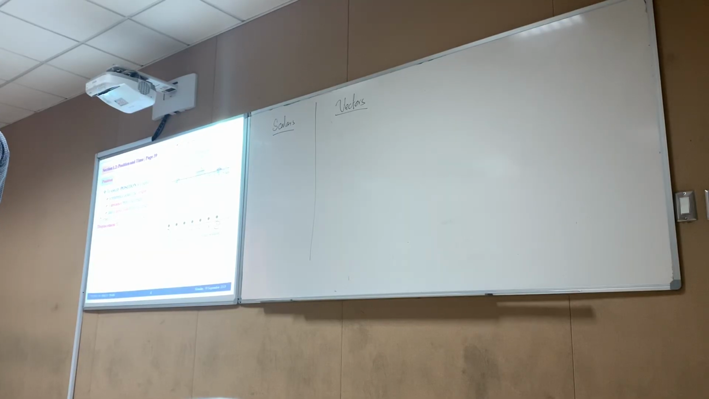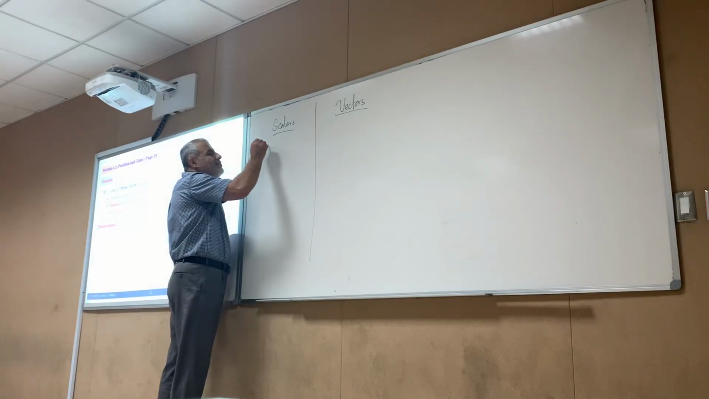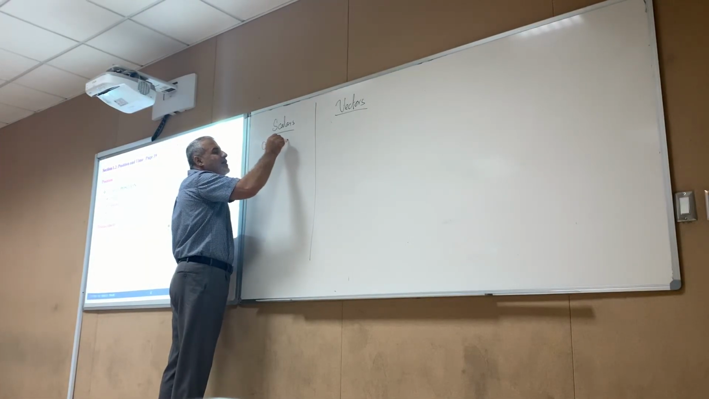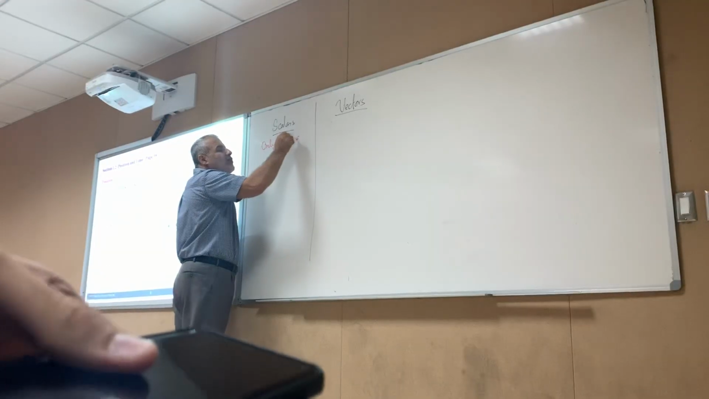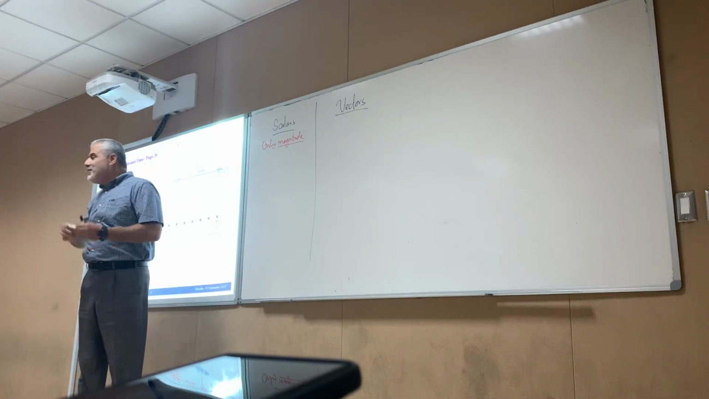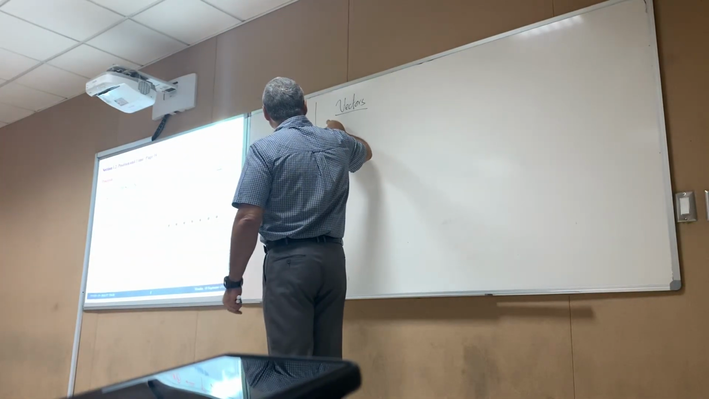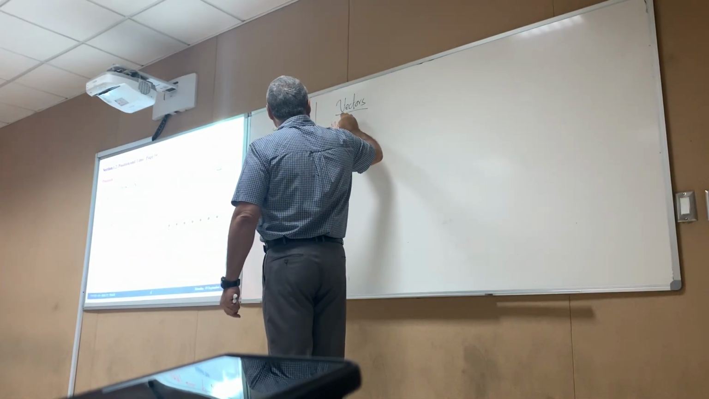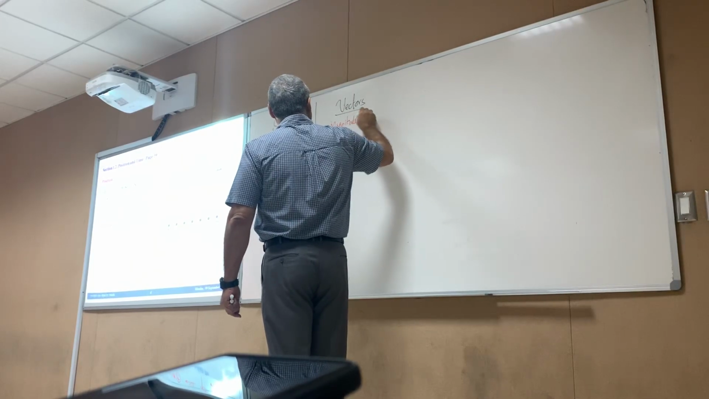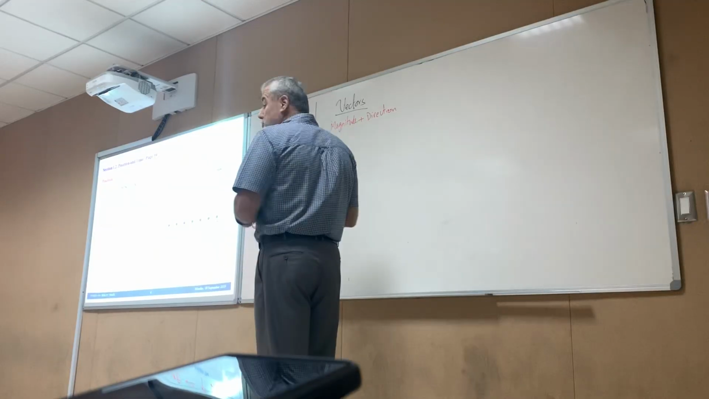Scalars mean the quantities that have only magnitude. So I will write only simple words: only magnitude. Magnitude means only size, only quantity, nothing else. Now, in case of vectors, we have a magnitude and direction, plus direction. Now I will tell you some things to compare between these.